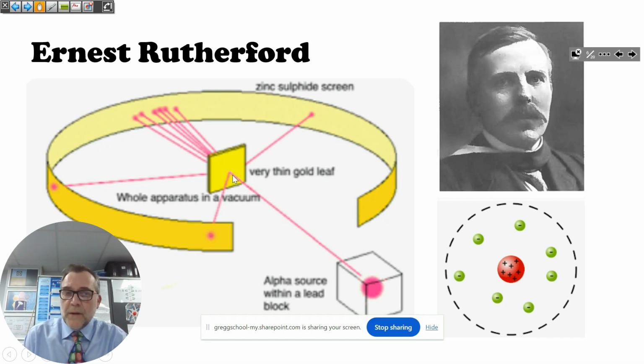So he realized that the plum pudding model must be incorrect. He realized that most of the atom must be empty space, but there must be a tiny, tiny center of the atom, which must be solid because these alpha particles deflected off of it. And it must be positive because the alpha particles are positive. So he proposed his nuclear model, whereby you have a nucleus in the middle of positive charge where all the mass is, surrounded by negative electrons.